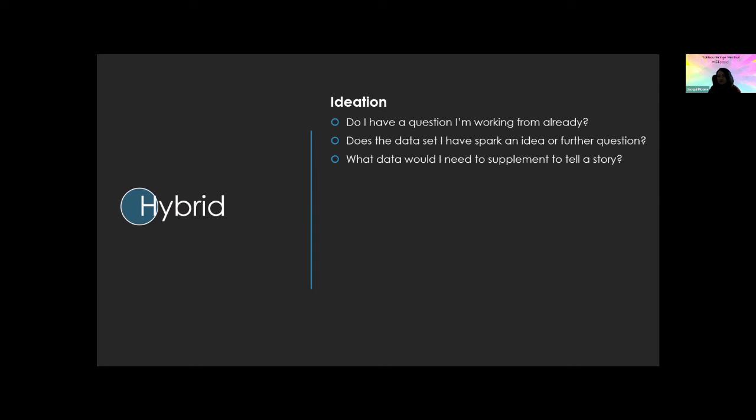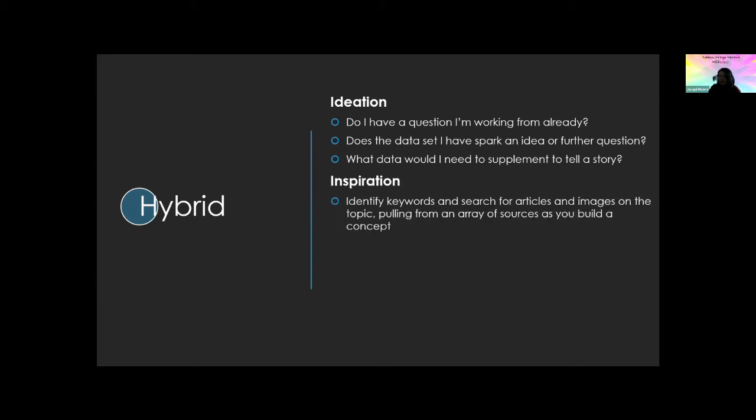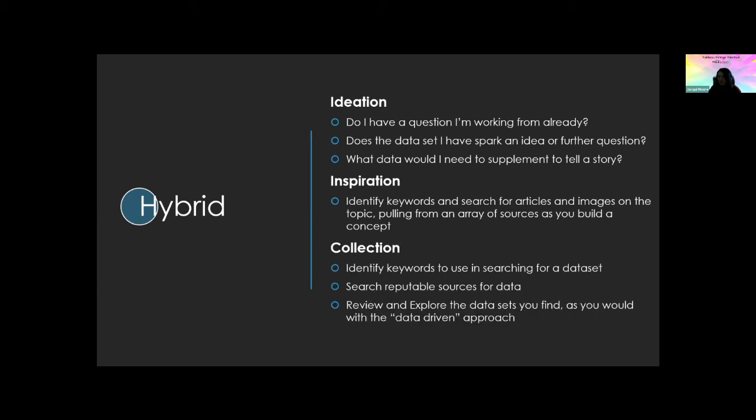And then usually in this situation, you might have anecdotal or small data, you have partial data. And then I'll go out and find inspiration, identifying keywords, searching for articles and images on the topic, pulling from an array of sources as we build out the concept. And this will happen a lot, I think, in the business environment where there's an idea to do some reporting on a thing, and then you go out and see what other people have done in the area. And then I identify the keywords through that process and search for the data set, making sure that it's from reputable sources, and then reviewing and exploring the data again.